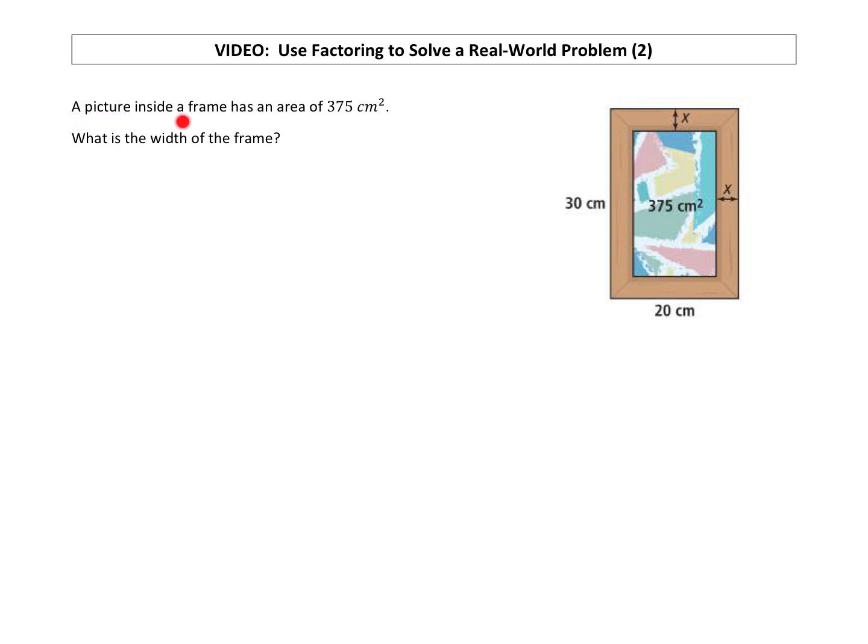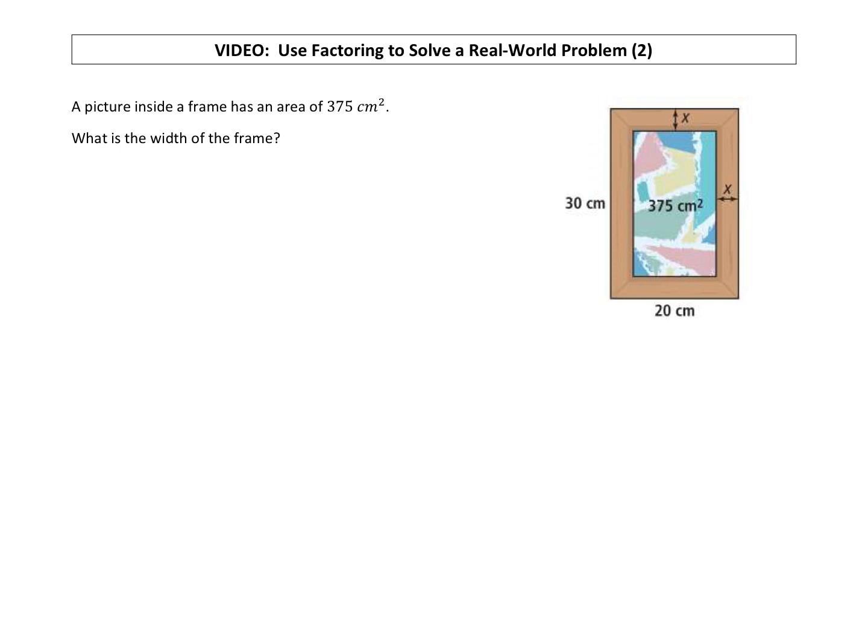We have a picture inside a frame that has an area of 375 centimeters squared. The difference with this problem is when you guys have had your pictures, they give you the dimensions of your picture. You know, maybe it's 9 by 11 or something like that. We don't know what the dimensions of the picture are, but we do know that the area is 375. We can see that there's a frame that is X units going all the way around, and we know that the total length is 20 centimeters and the total width is 30 centimeters.